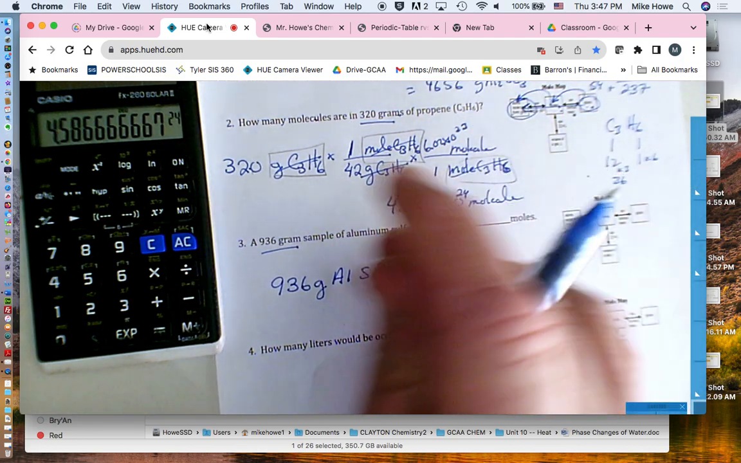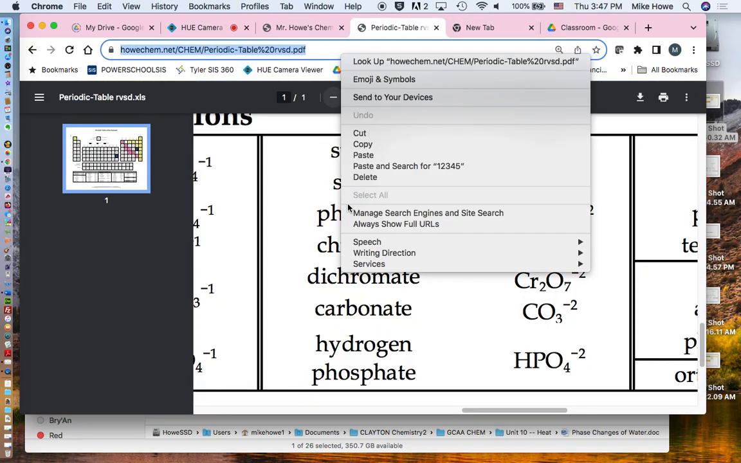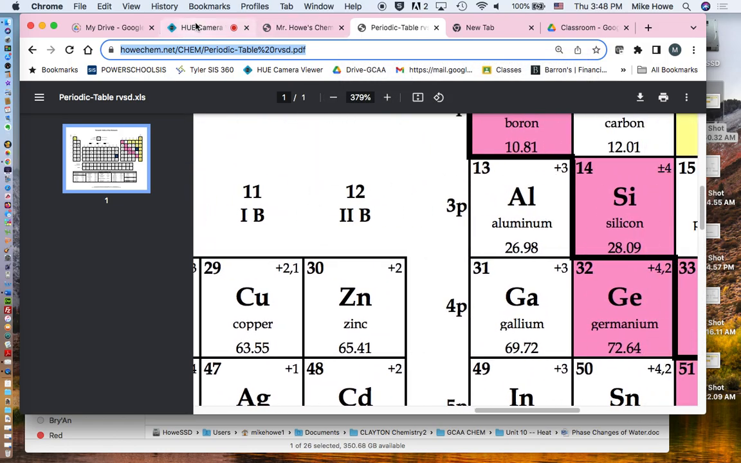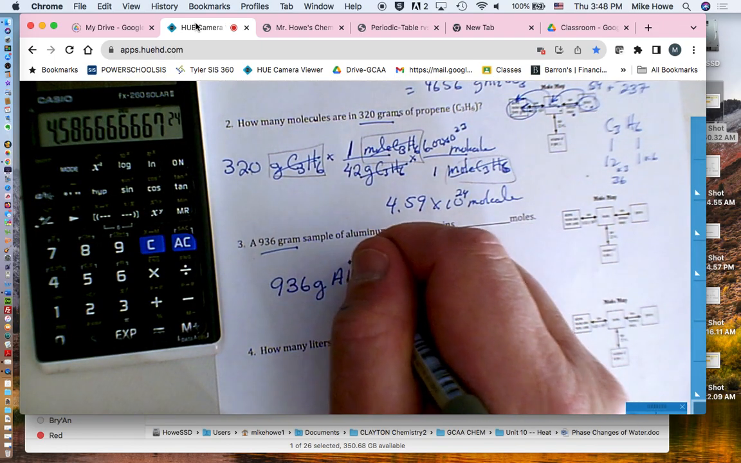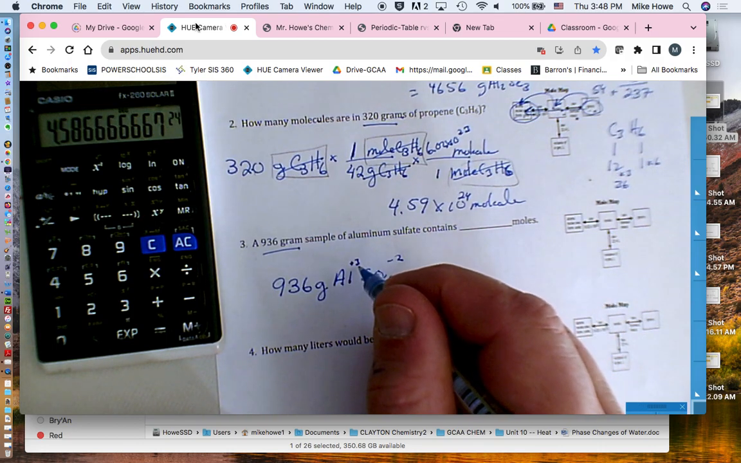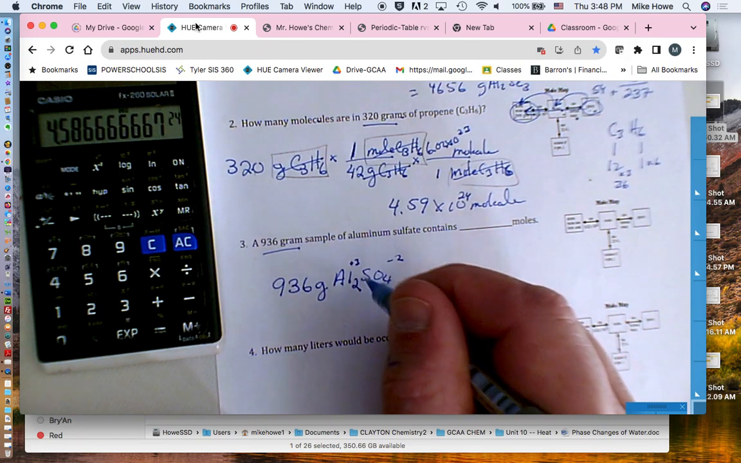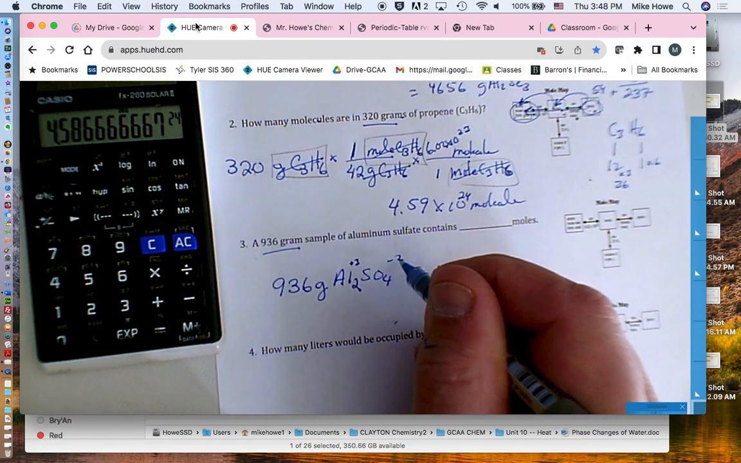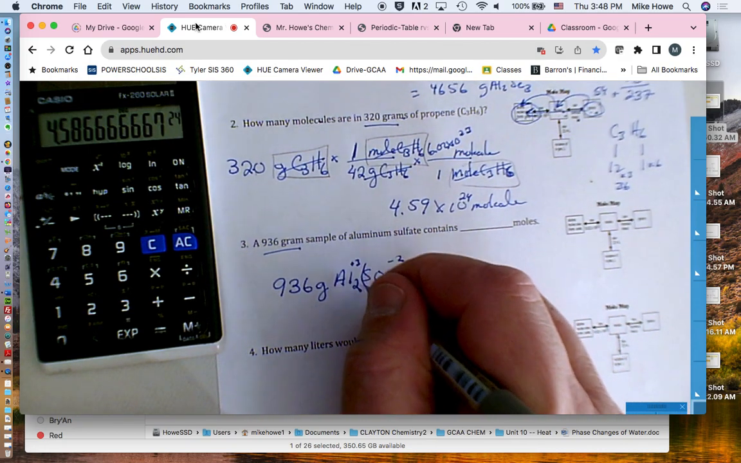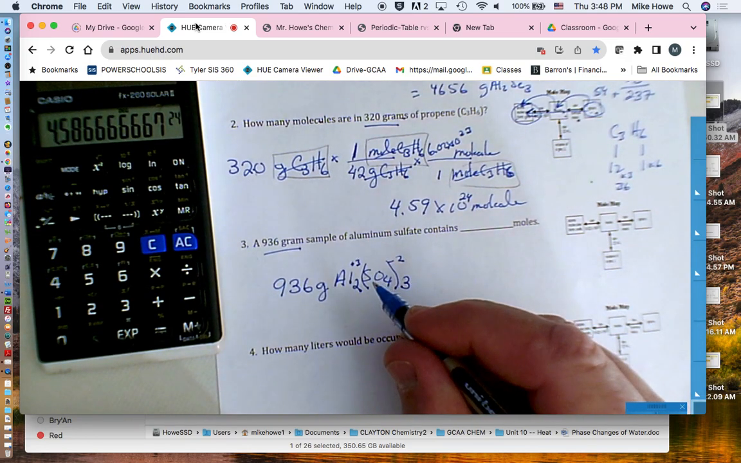Remember earlier we looked up aluminum, and its charge was +3. Right here it is, aluminum +3. So you need a common multiple of 2 and 3. So that would be 6. So how many aluminum atoms would you need to make a +6 charge? You need 2. How many sulfate ions do you need to make a -6 charge? 3. But since this is an ion with more than one atom in it, you have to put it in parentheses because we need 3 of those whole groups.